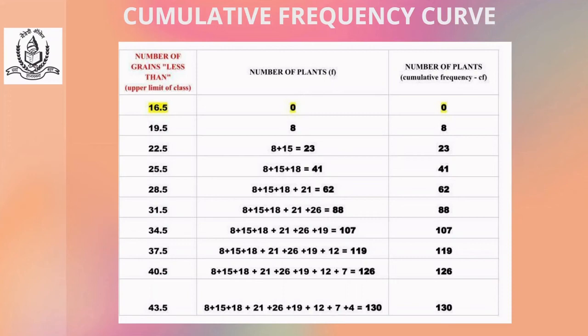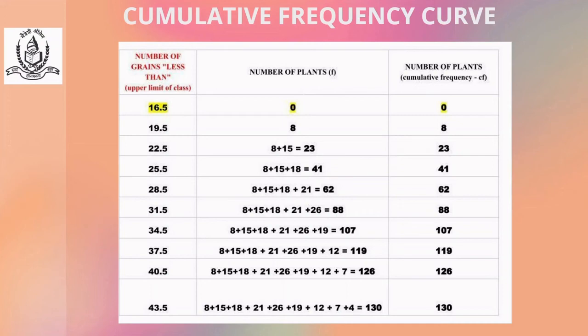Here we can see that when we make a table for the less than graph, we use the upper limit of the classes. The number of plants at the upper limit 16.5 is 0 and the cumulative frequency is also 0. 19.5 gives us 8 plants and the cumulative frequency is 0 plus 8, which is 8.